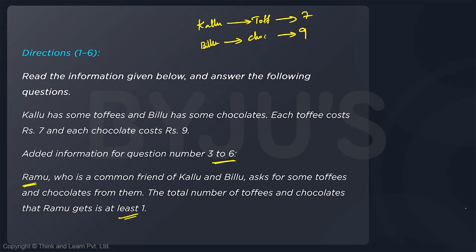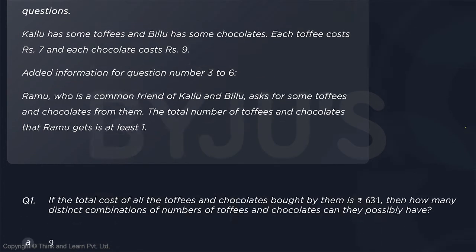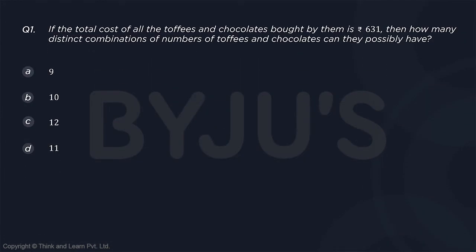The total number of toffees and chocolates that Ramu gets is at least one. All right. So basically you're saying that the total of toffee plus chocolate given to Ramu is at least 1. So it means it could be 1 toffee, 0 chocolates, it could be 0 toffee and 1 chocolate. Anyway, let's move on. If the total cost of all the toffees and chocolates bought by them is 631.